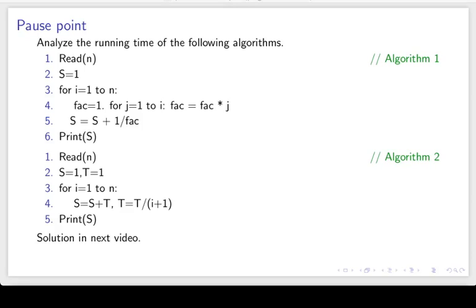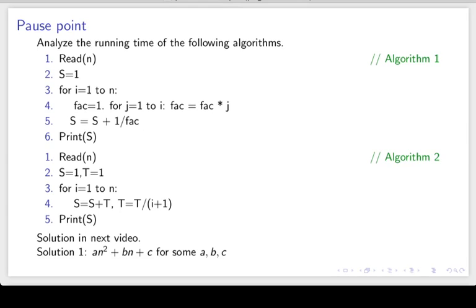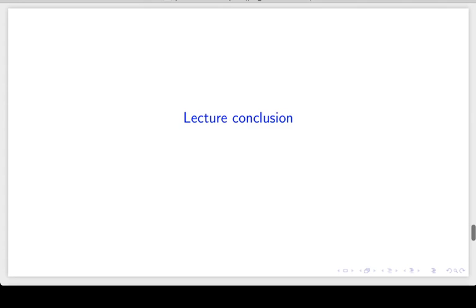Okay, we are back. And these were the two algorithms that you were supposed to analyze. You can see that these are the solutions for the first one and for the second one. So in fact, there is a point over here that this is a faster algorithm. The second one is faster, although both of them are calculating the value of E. Okay, so this segment is going to conclude this lecture.